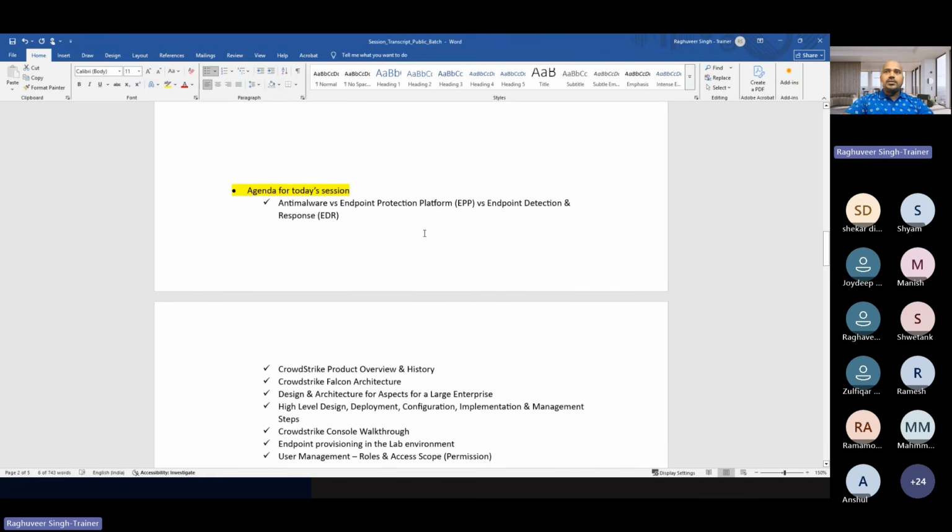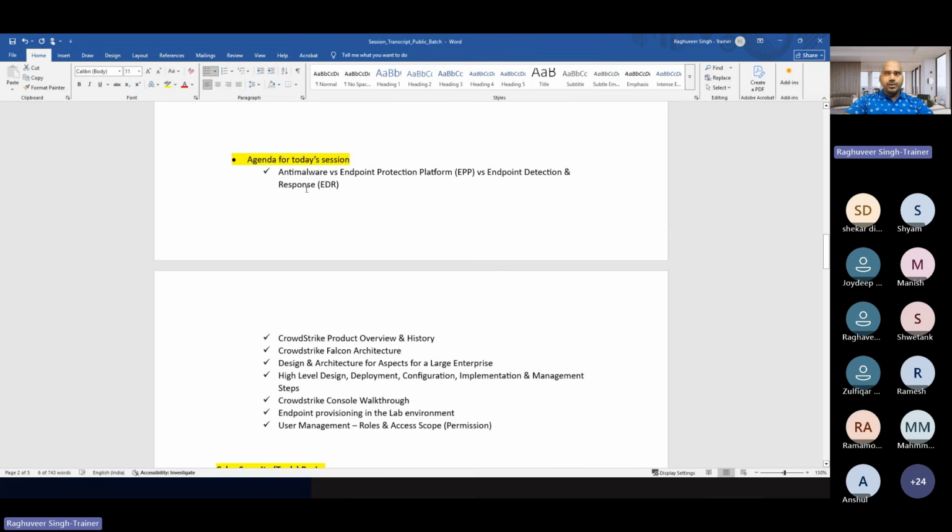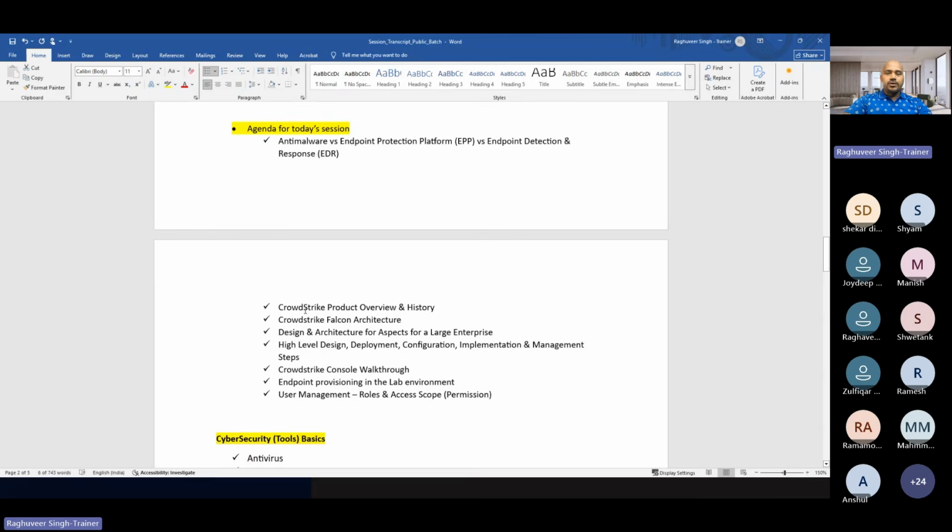Now let's understand the agenda for today. What are we going to do today? We will start with the session and look at certain prerequisites and basic terminologies. We'll look at the difference between anti-malware, endpoint protection platform, and endpoint detection and response. We'll look at the CrowdStrike product overview and history. CrowdStrike has multiple modules, and I'll talk about all of those modules. Then I'll talk about the CrowdStrike Falcon architecture.